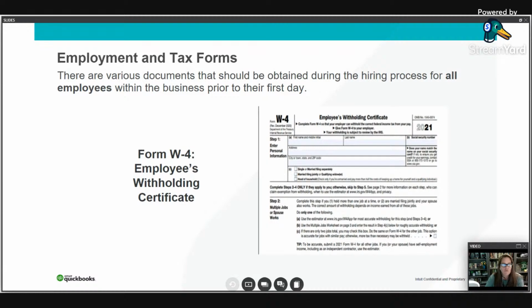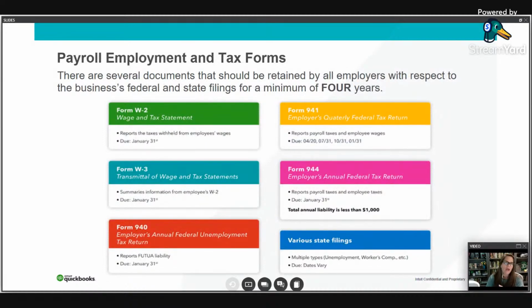We have to have a W-4. This is the federal withholding certificate. This is telling the employer how much withholding to take out of their taxes and pay to the government on their behalf. And then you may or may not have a state version of a W-4. Some states do not have withholding.